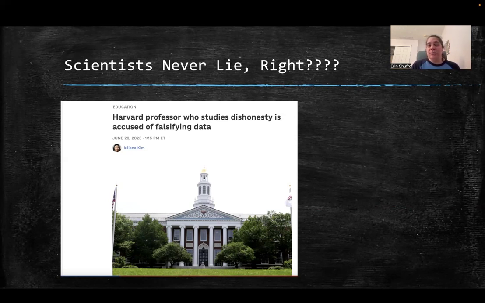So just because a piece of research is published in a book or in a journal or online, right, just because it's scientific research and it's published does not mean that it is good quality research. Doesn't mean that the data wasn't falsified. So as consumers of research, we want to ensure that the research we are consuming is good quality research. And how do we do that?